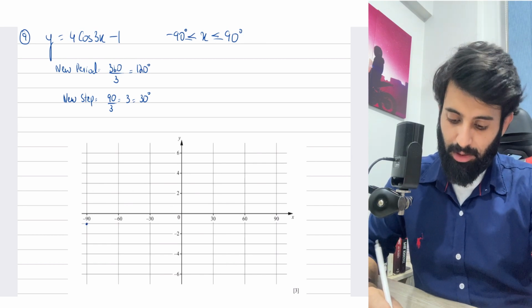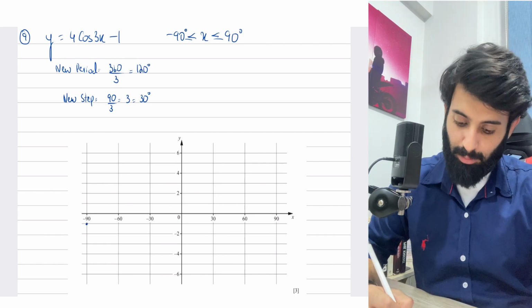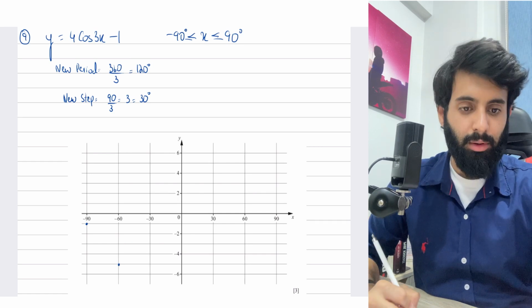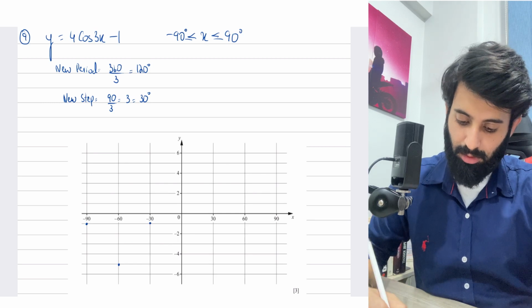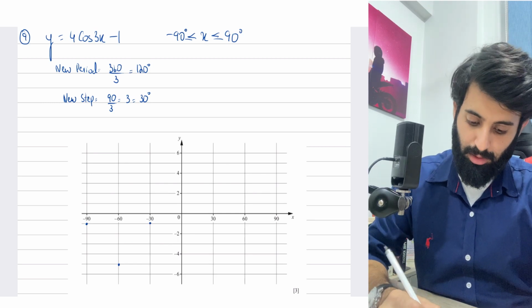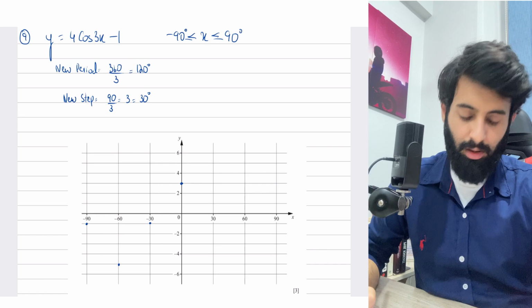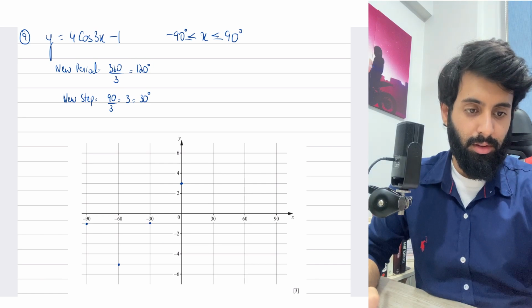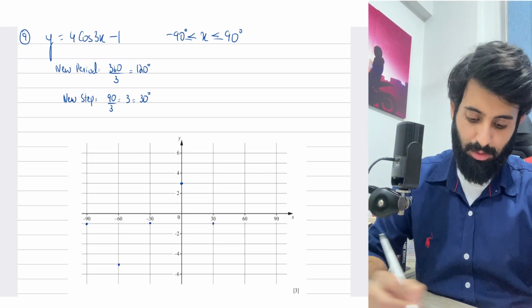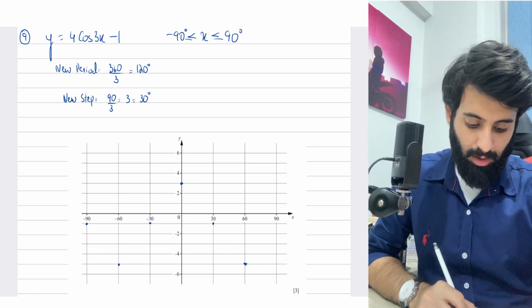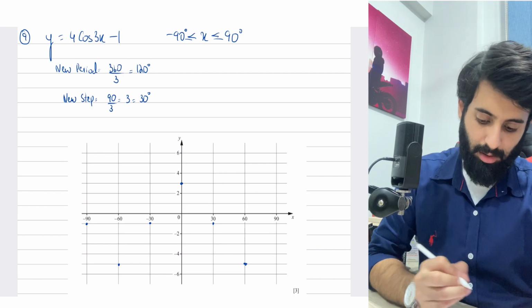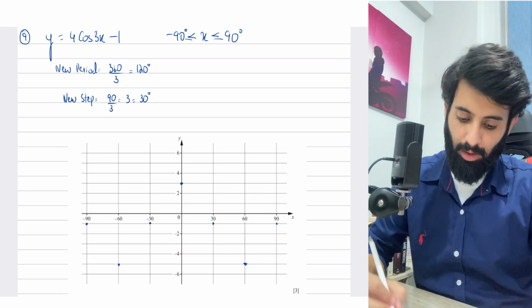At minus 90 it's minus 1, so there you go. At minus 60 it's minus 5. Okay, at minus 30 it's minus 1, so there you go. At 0 it is 3. At 30 it's minus 1. At 60 it is minus 5, and at 90 it is minus 1. Okay, so there you go.